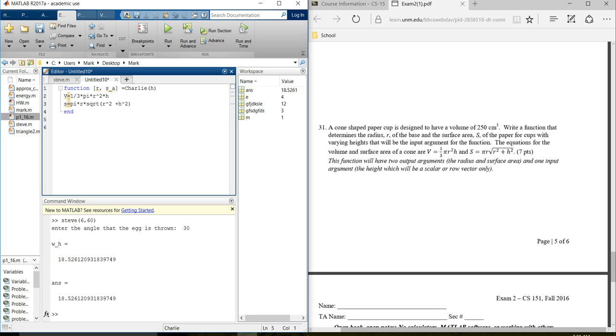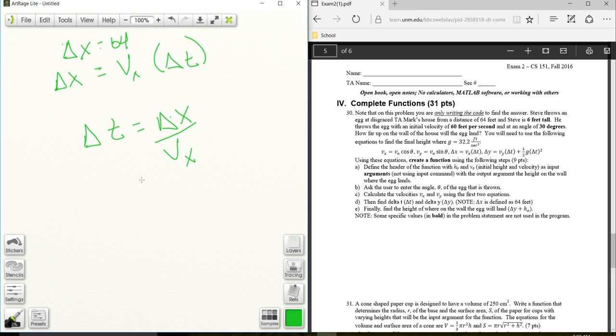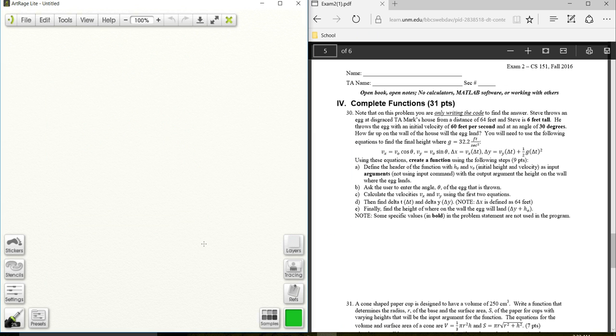Now I'm gonna say end. So here we need to solve for r, and we have h, and v is a constant. It's 250. So I can say v is equal to 250. And I'm gonna go to this side and solve for r. Pen and pad.